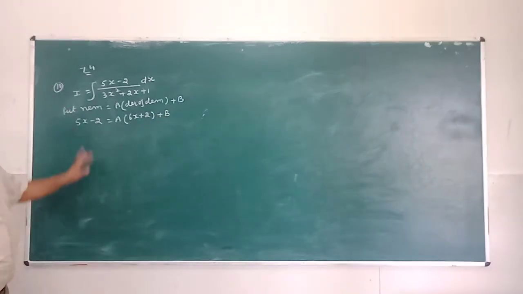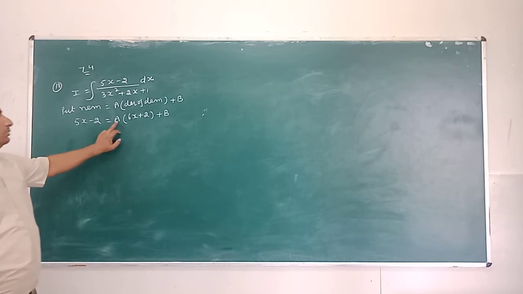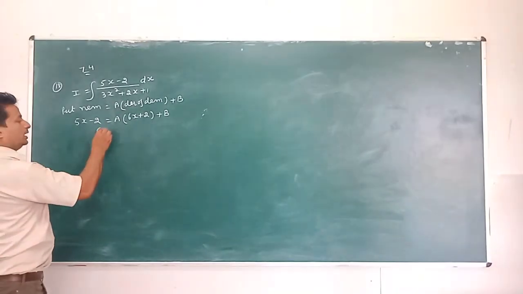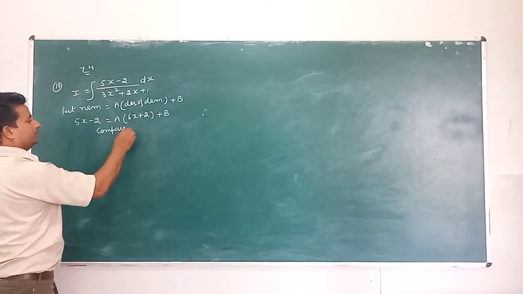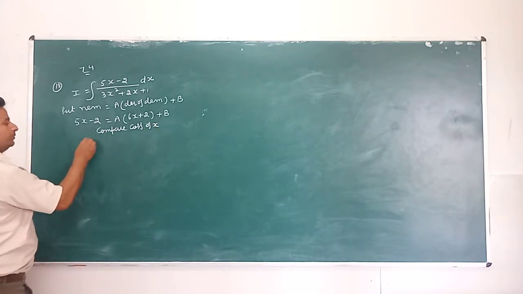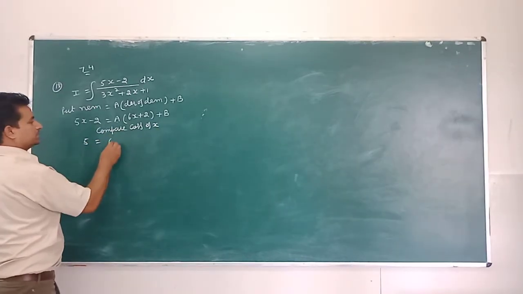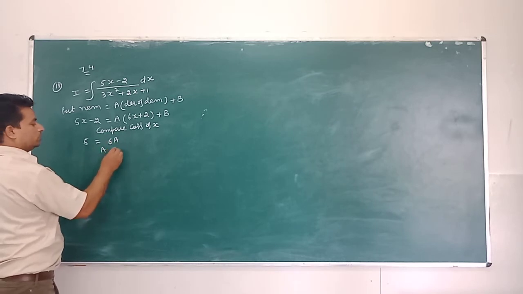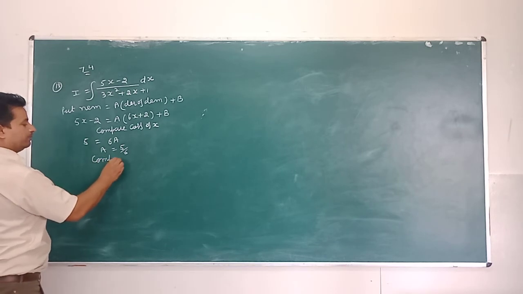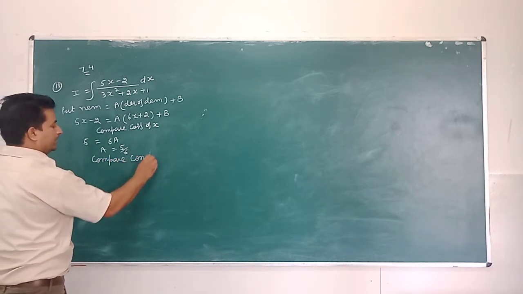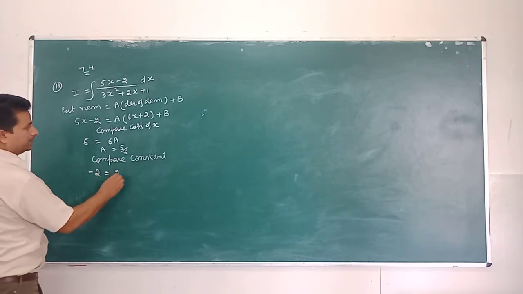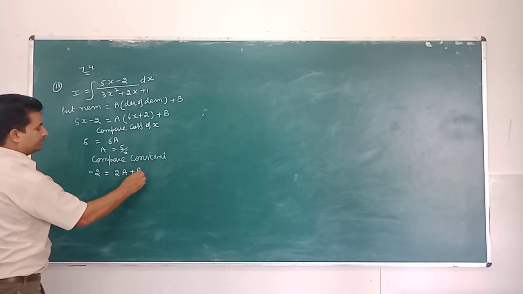The way is to put numerator equal to a into derivative of denominator plus b. After this we compare the coefficient of x. On the left hand side the coefficient of x is 5, and on the right it is 6a, so the value of a is 5/6. After this we compare constants. On the left hand side the constant is minus 2, and on the right hand side the constant is 2a plus b.